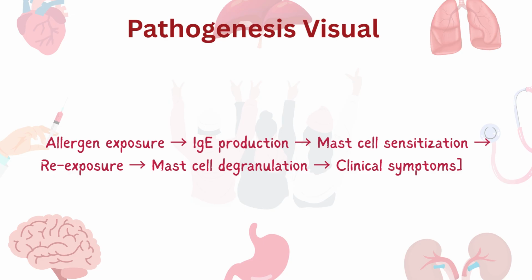And the last effect is the systemic effect, in which these mediators cause vasodilation in the body. They cause increased vascular permeability. They cause bronchoconstriction and hypotension, which lead to the anaphylactic shock in the body.